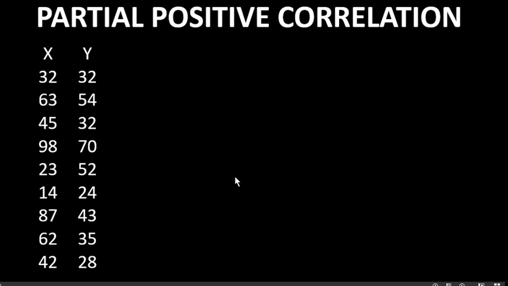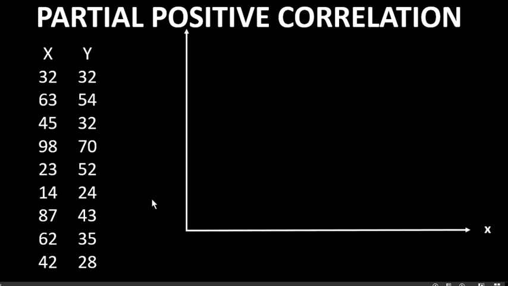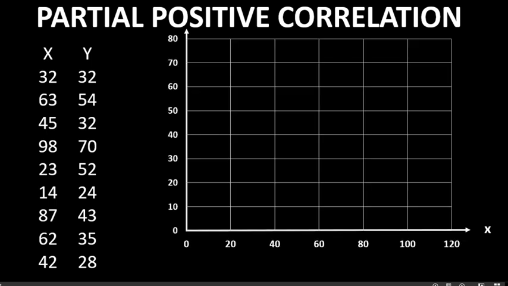Now we'll see the example of partial positive correlation. For that, x and y, two correlated variables, are taken here, and values of both are given here in pairs. On the basis of these values, we'll draw the scatter diagram. For that, x and y axes perpendicular to each other are taken. And now we take the scales on both the axes x and y as shown on the screen.